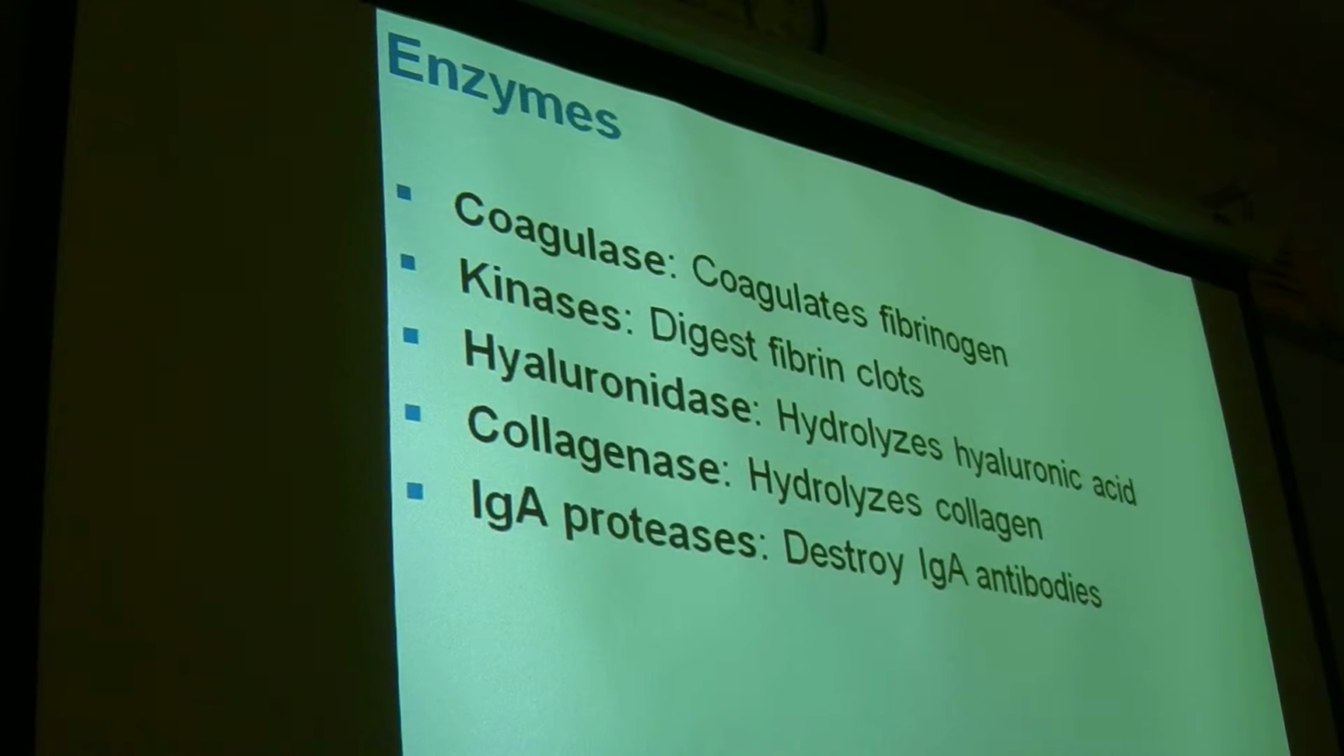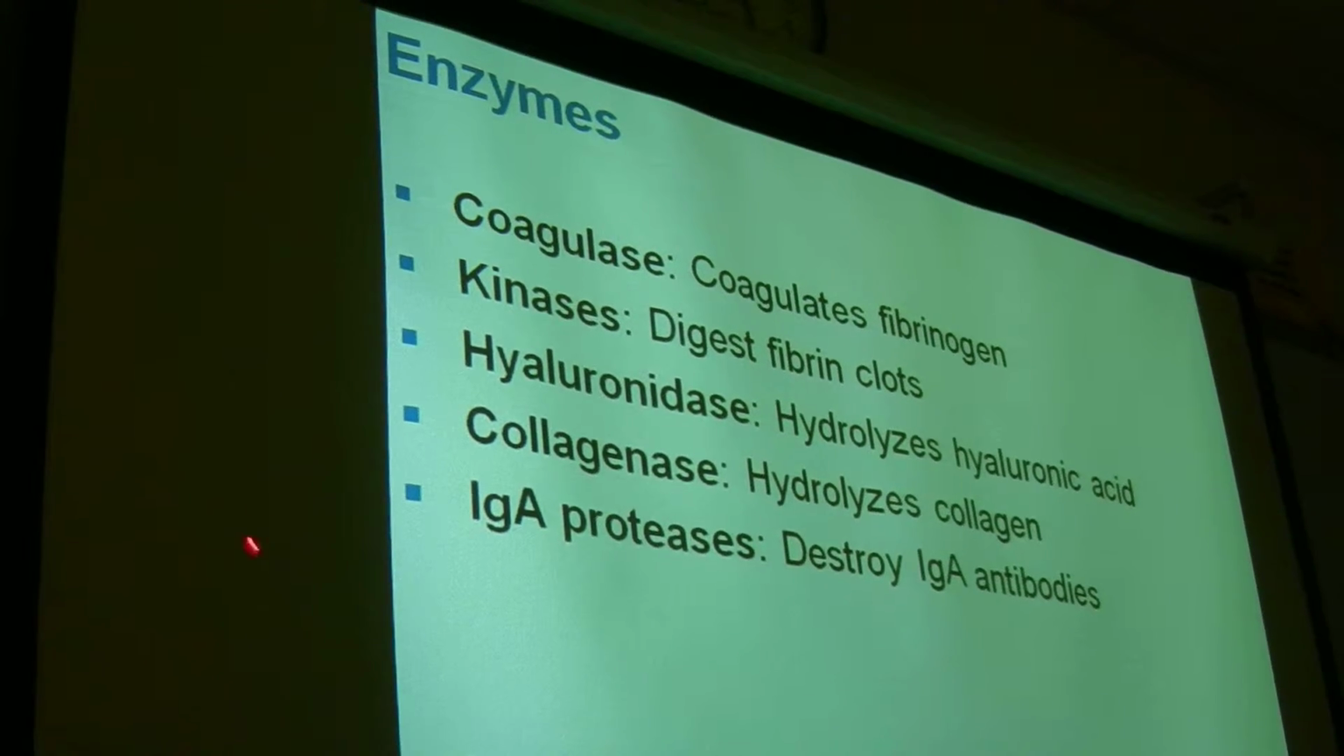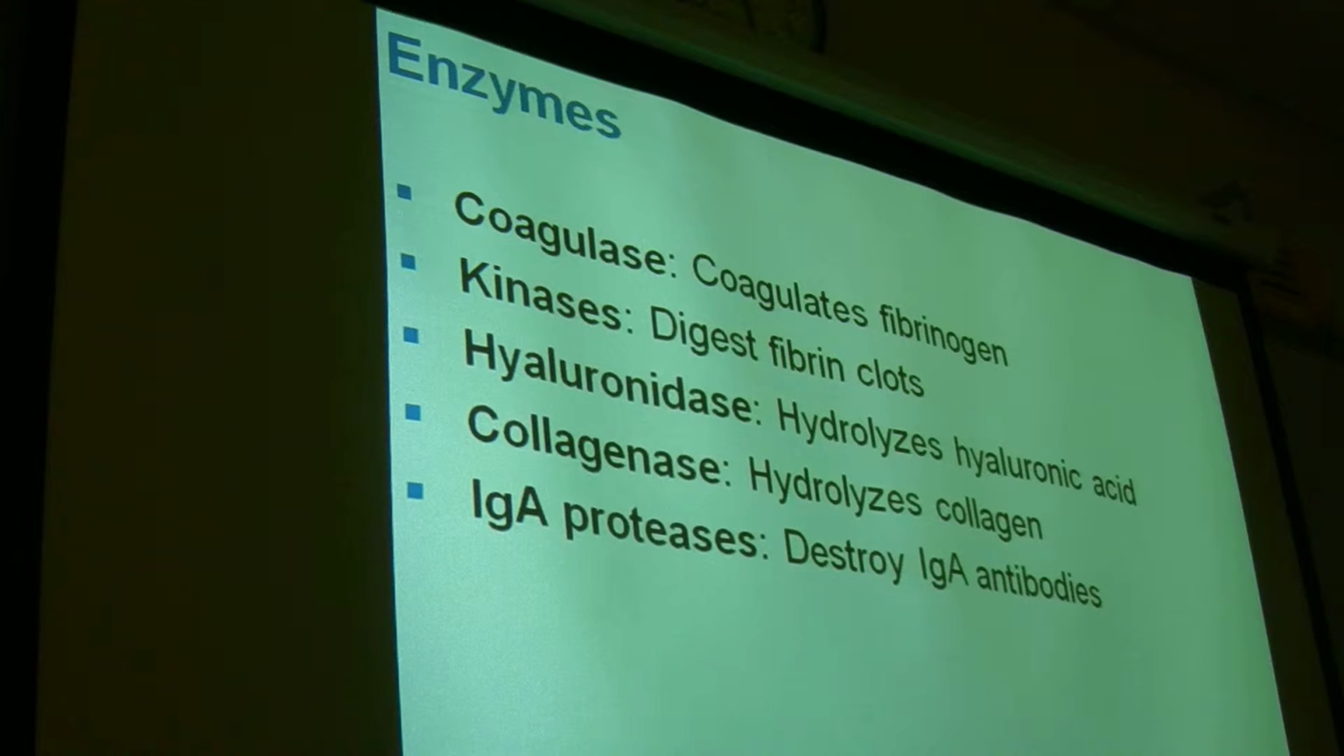Bacteria can produce enzymes that can actually increase their ability to infect. You don't need to know all the details, but kinases, for instance, digest fibrin clots. When you have a blood clot, it's made of a protein called fibrin. These bacteria can produce enzymes that break down that clot so they can get into different areas of the body.